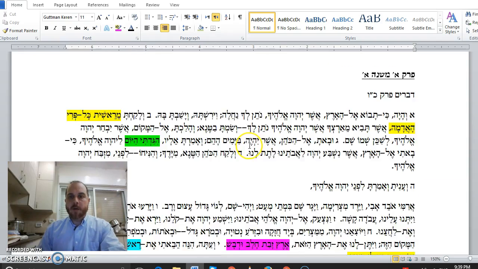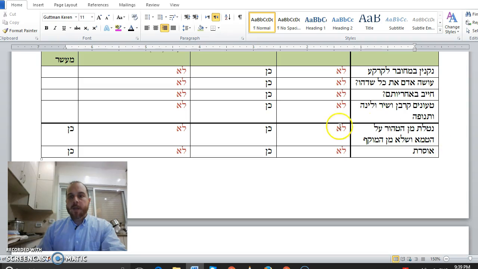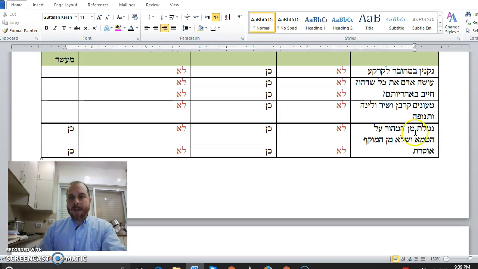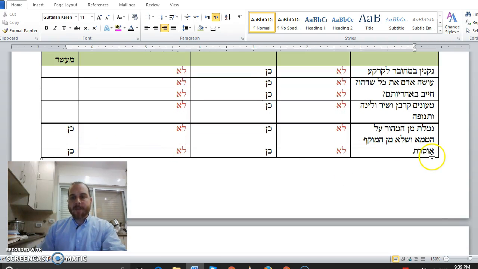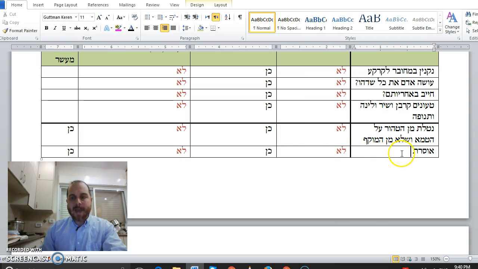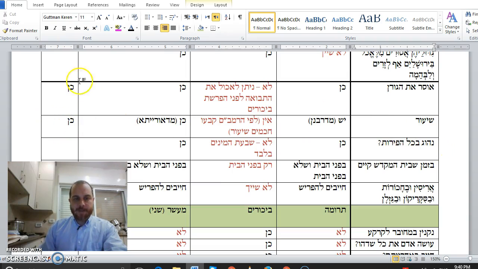So let's just go back to our chart. This is the final of my crazy chart. Okay, we have Terumat Ma'aser here. So we said it's nitelet min hatahor al hatameh v'shalom min hamukaf, like Bikkurim, but not like Truma and Ma'aser. And it's oseret hagoren, like Truma and Ma'aser, and has a shiur. Here we can add it in this chart, like Truma and Ma'aser, but not like Bikkurim.